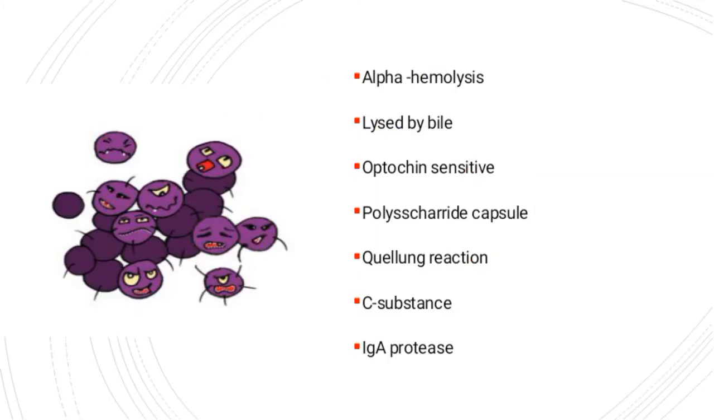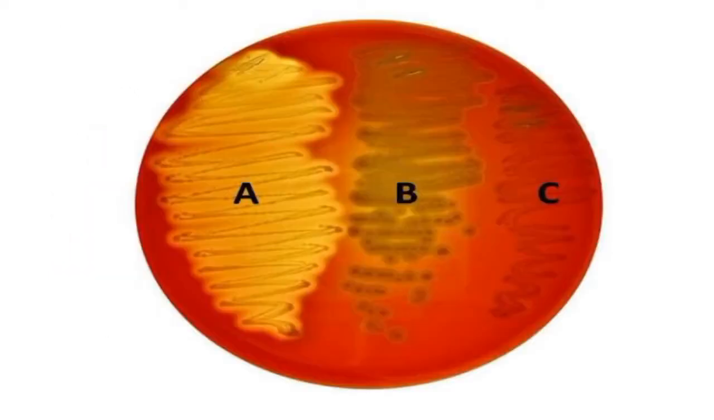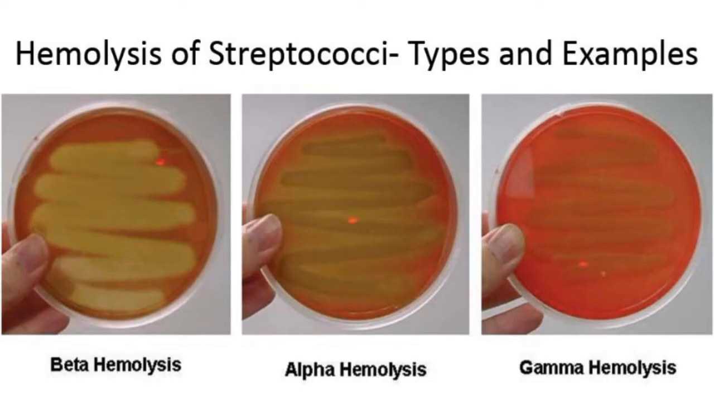So, what are the important properties of strep pneumoniae? They show alpha hemolysis on blood agar. What is alpha hemolysis? We already studied beta hemolysis and gamma hemolysis, but what is this alpha hemolysis? Remember one thing in your life: beta hemolysis is the complete hemolysis, gamma hemolysis is no hemolysis at all, while alpha hemolysis is the incomplete or partial hemolysis.